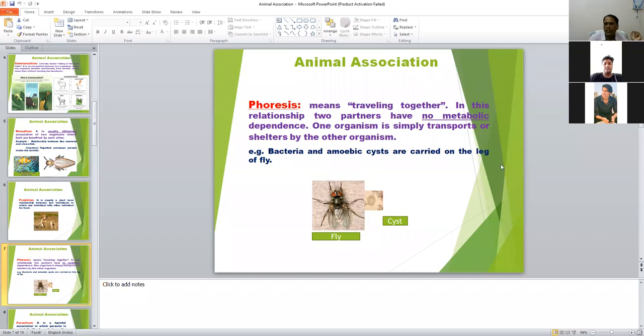Bacteria and amoebic cysts are carried on the leg of the fly. This is the cyst. Entamoeba histolytica causes amoebic dysentery.